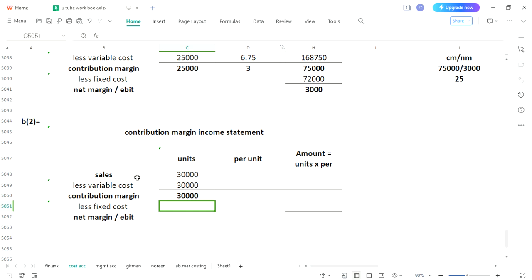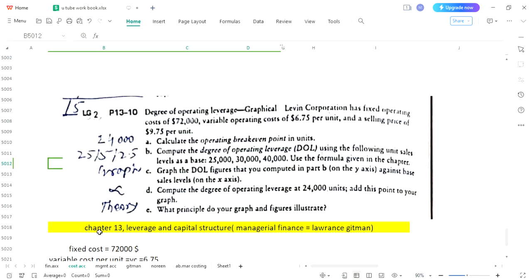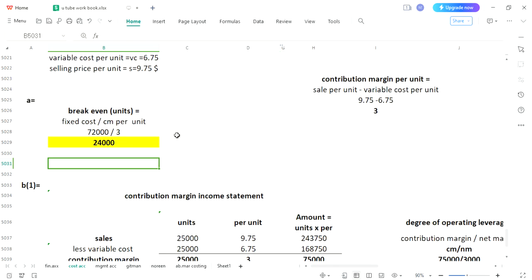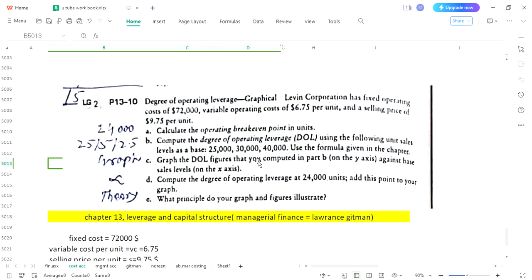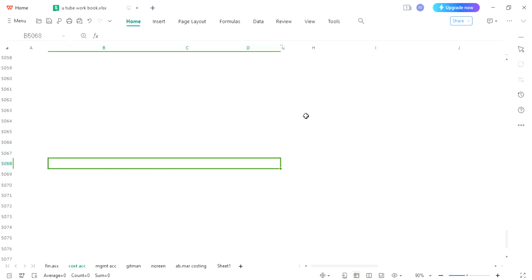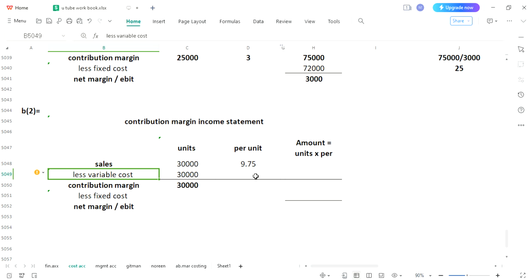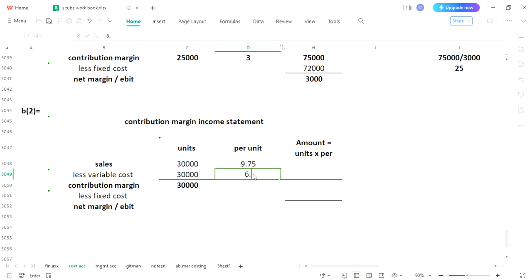It is impossible. Now we will write the per unit price of sale, which was already mentioned over here. Per unit sale price was 9.75. Come over here and put 9.75 as per unit sale price, and per unit variable cost is mentioned over here as well, 6.75. The variable operating cost 6.75 was mentioned over there as well. So 6.75 is your variable cost.